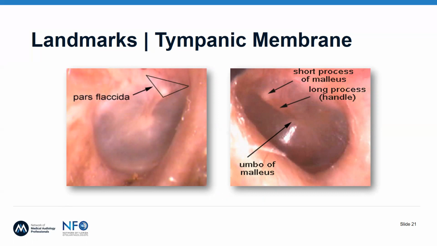Landmarks include pars flaccida, as I mentioned before, the short process of the malleus, the long process, the light reflex, and a translucent appearance revealing, again, the round window niche, the promontory, and the shadows of the stapedius tendon right there.